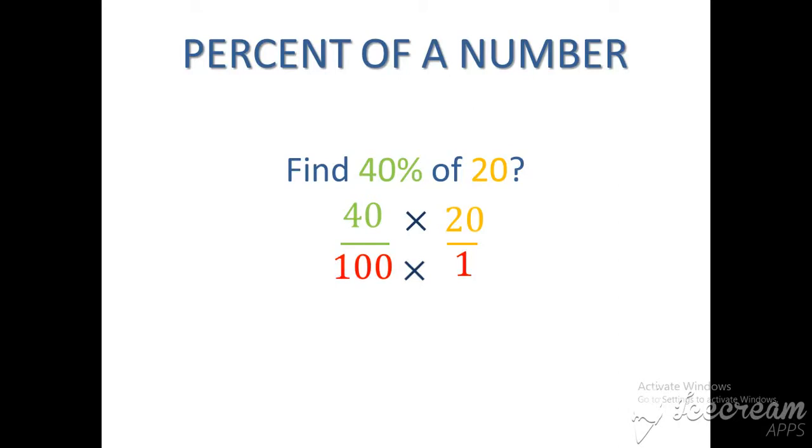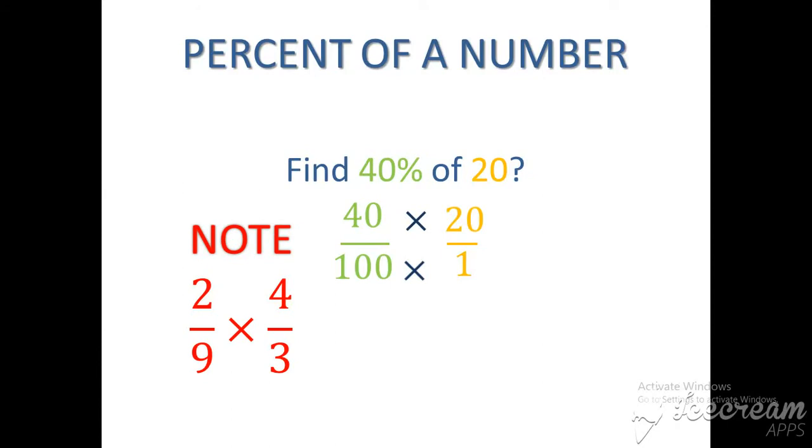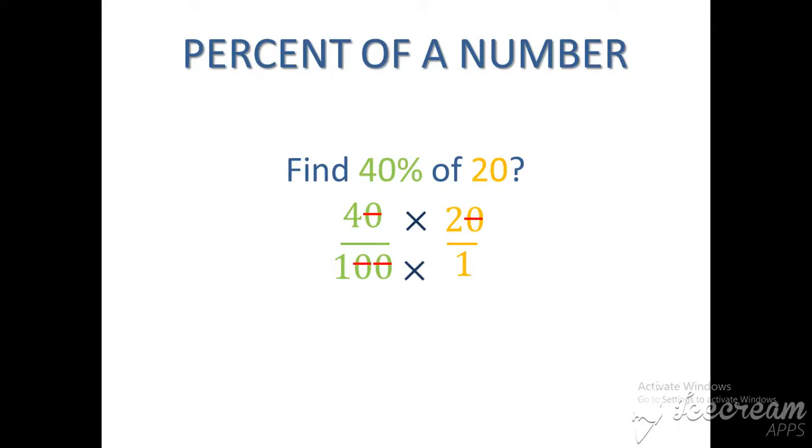Note down here, we cannot cancel numerator with numerator or denominator with denominator. This is a completely wrong method. Okay, now come to our question. Here cancellation is possible. We can cancel this 0 with this 0, and this 0 could also be cancelled with this 0. Now after cancellation, you will see we will have 4 times 2. Wow, it has simplified to a very simple expression. Now 4 times 2 equals 8. So 40% of 20 equals 8. So we have found the percent of a number. This is how we find the percent of a number.